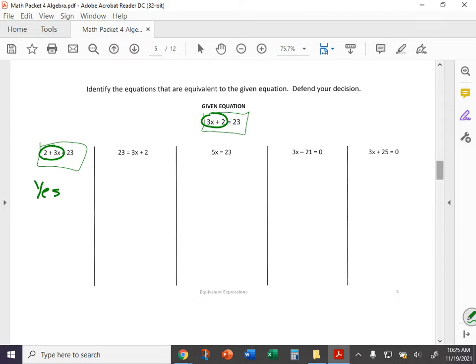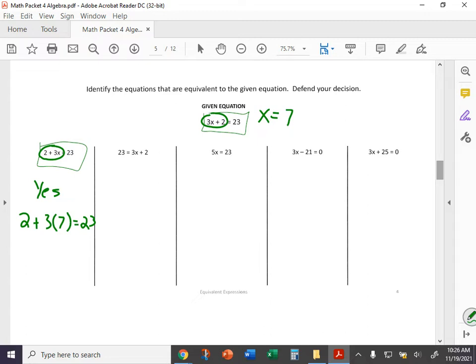Another thing you could do is solve for x in the equation. When we subtract 2 and divide by 3, we get x equals 7. Does x equal 7 in this equation also? Does 2 plus 3 times 7 equal 23? The answer is yes. Okay?